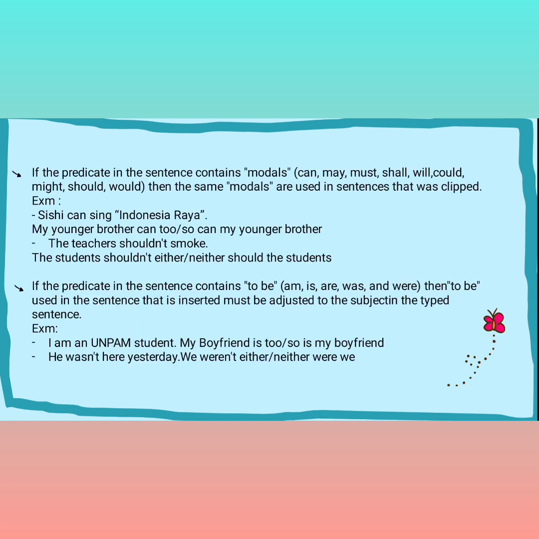Next, if the predicate in the sentence contains modals such as can, must, will, could, should, then the same modals are used in the elliptical sentence. Example: Sisi can sing Indonesia Raya. My younger brother can too, or so can my younger brother. Example 2: The teacher shouldn't smoke. The student shouldn't either, or neither should the student.